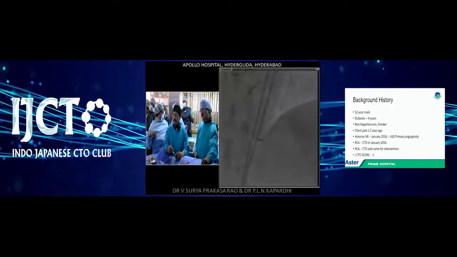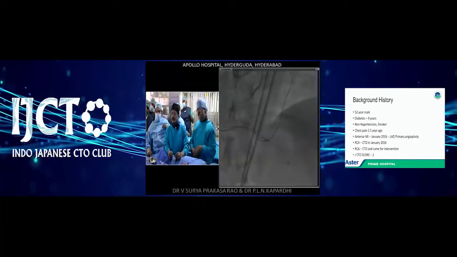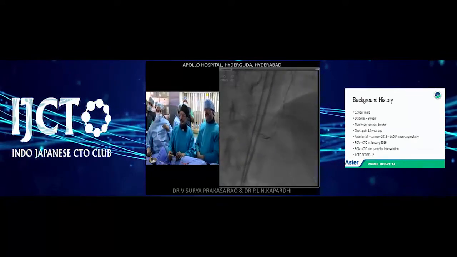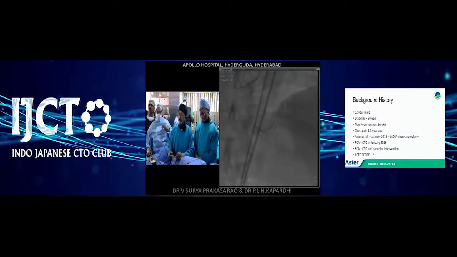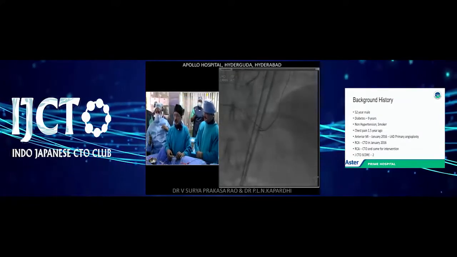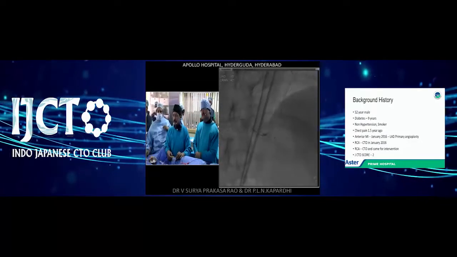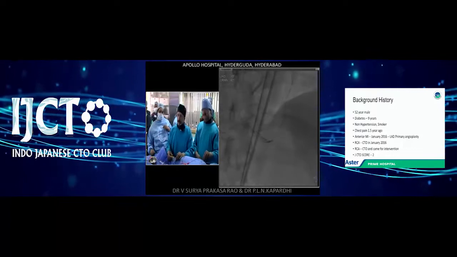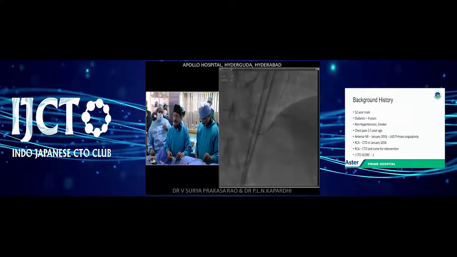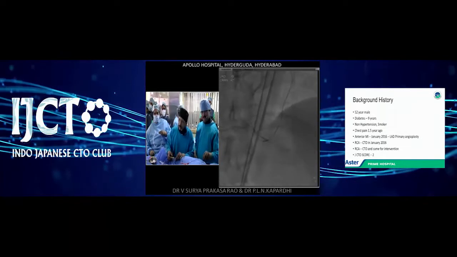Now you can see it is one of the branches of the PDA. Yes. But I think you should try to get into the PL branch and stent towards the crux and leave, because distally it needs to get re-established by flow. But I think the PL branch will still be there.